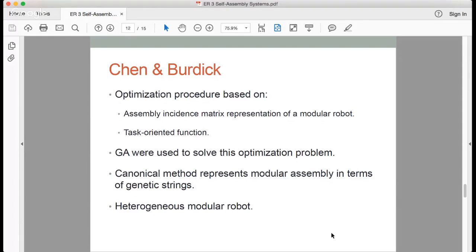This system can be used with heterogeneous modular robots. All the previously mentioned systems can be used with homogeneous modular robots only. However, this system is different because it can be used with heterogeneous modular robots.